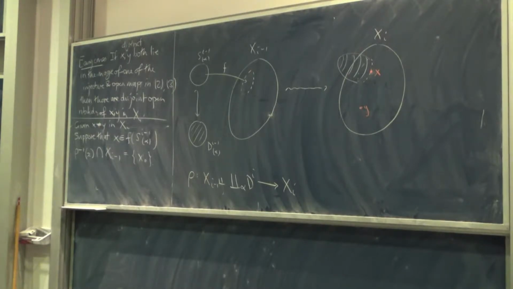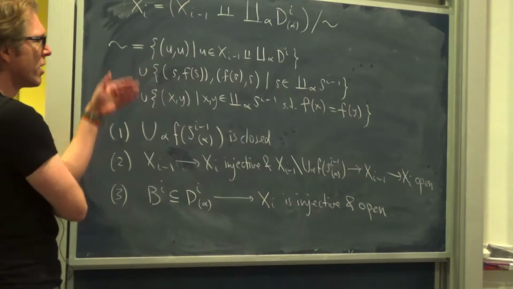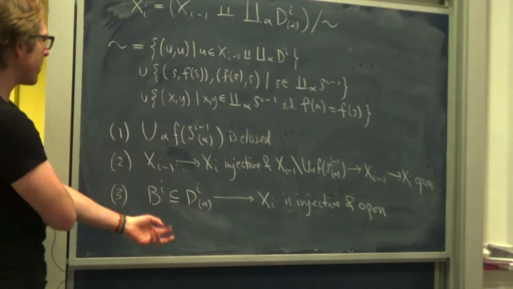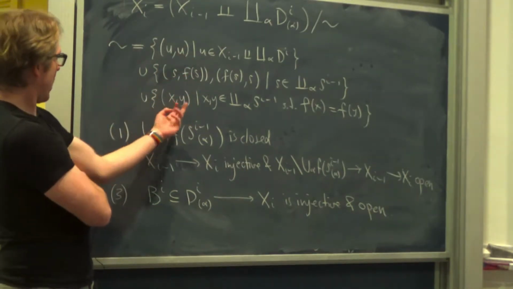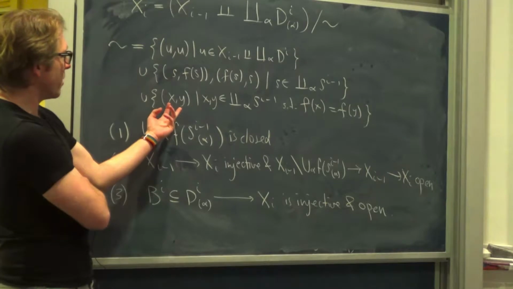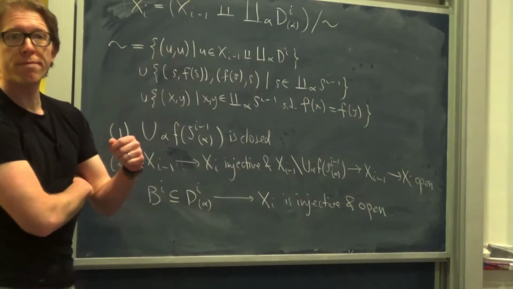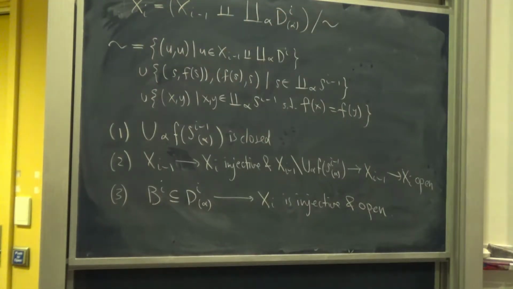Well, why is that? Again, we just look at the equivalence relation. If there were two points in X_{i-1} which mapped to x, then I'd have to have a pair here which had the property that both of them were in X_{i-1}. And that's not the case, unless they're equal. So let's call that point x_0.